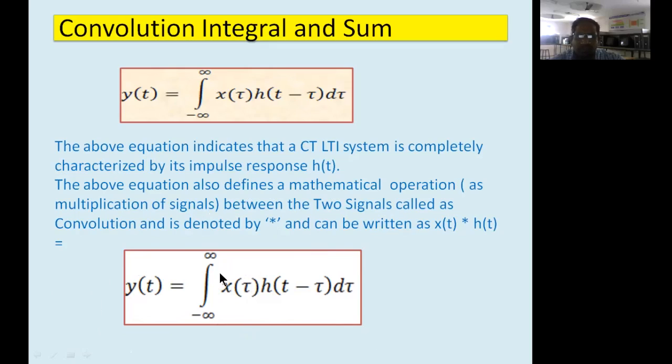Now x of tau is a function. All right, so y of t is a function. Because of the process called convolution, we get a response. The response we get, y of t, depends on the impulse response of the system under consideration. So this is altogether the convolution integration process. In the next class we deal with the convolution sum. So therefore we apply the convolution sum for discrete time systems.